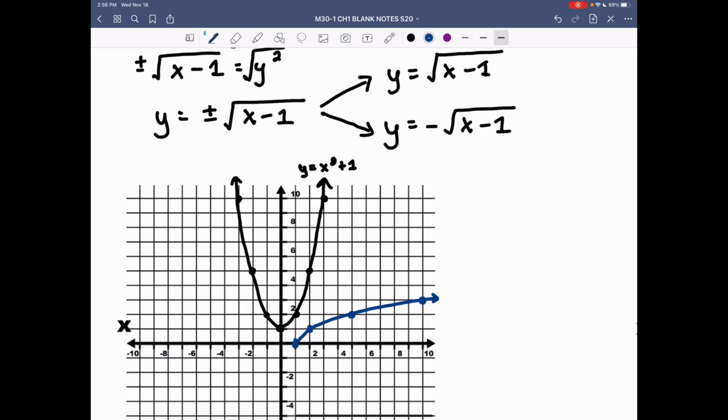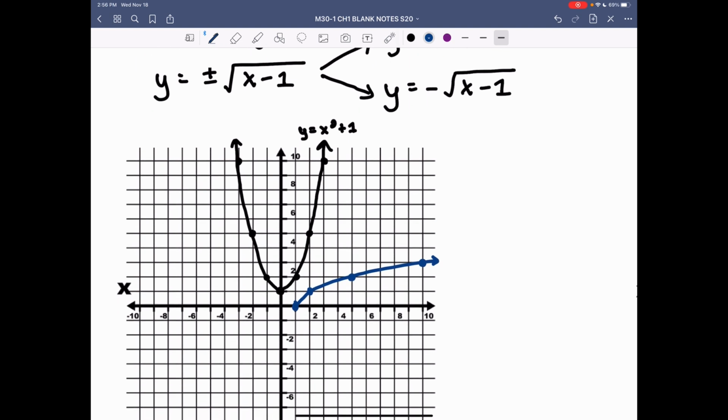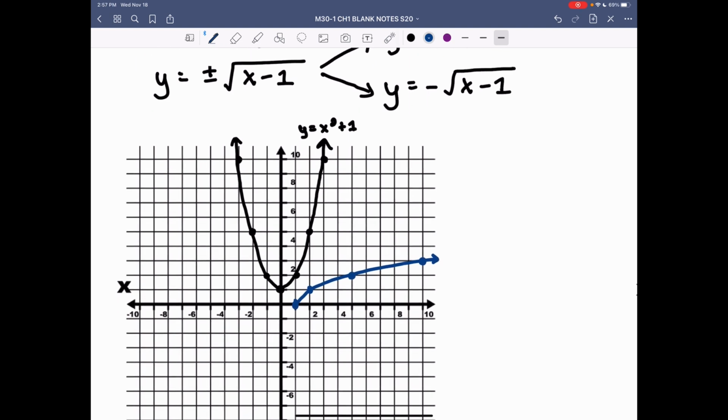And then for the negative portion, it's just a reflection of the positive portion across the x-axis. So we'd still have the point that's on the x-axis at 1, 0. Then the point 2, 1 is reflected down to 2, negative 1. The point 5, 2 is reflected down to 5, negative 2. And the point 10, 3 is reflected to 10, negative 3. Then we can draw the bottom half of our inverse relation.